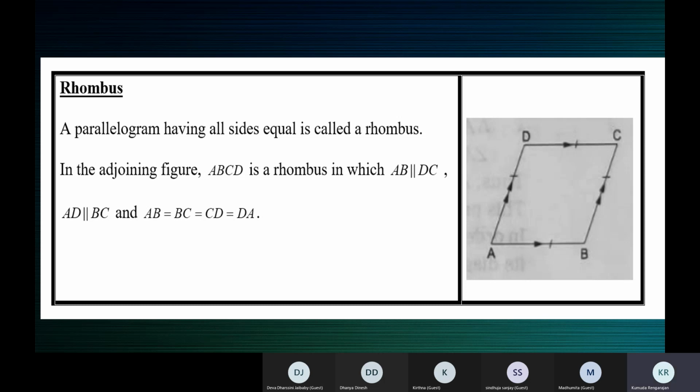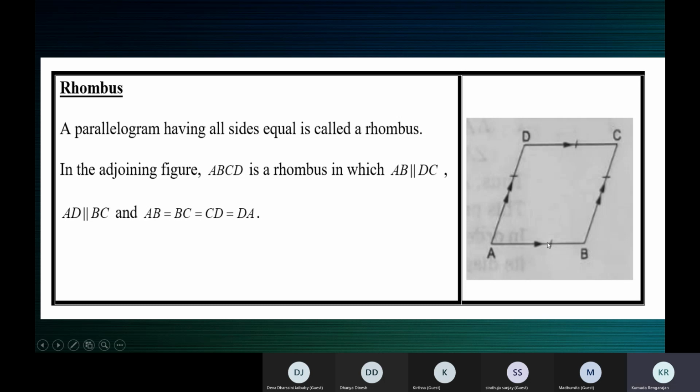A rhombus is a parallelogram. That's the first thing. Then why is it called a rhombus? Because in a parallelogram, opposite sides are parallel. Here also opposite sides are parallel because a rhombus is a parallelogram. In a parallelogram, only opposite sides are equal. But in a rhombus, all the sides are equal.